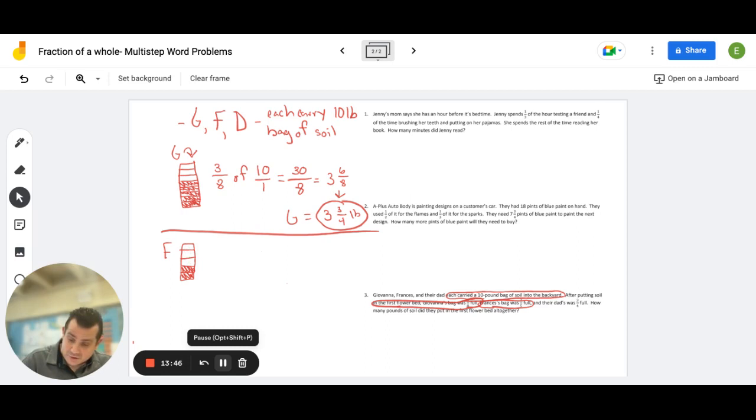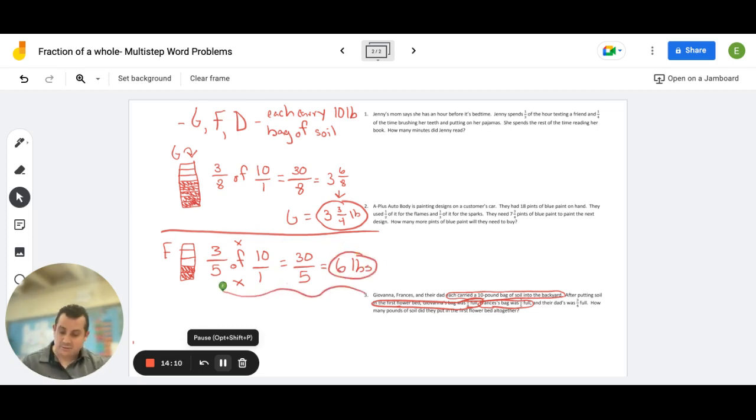So here she used 3/5 of 10. And I'm going to do it the same way, over 1. Let's multiply across, 30 over 5, because 5 times 1. And now this one is easy because 5 goes into 30 6 times. So she used 6 pounds. Okay, that was Francis. And now we had Dad.